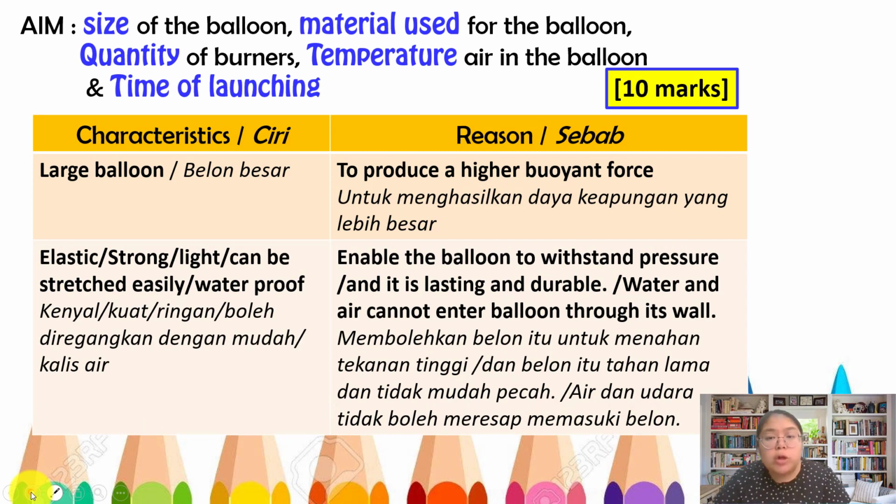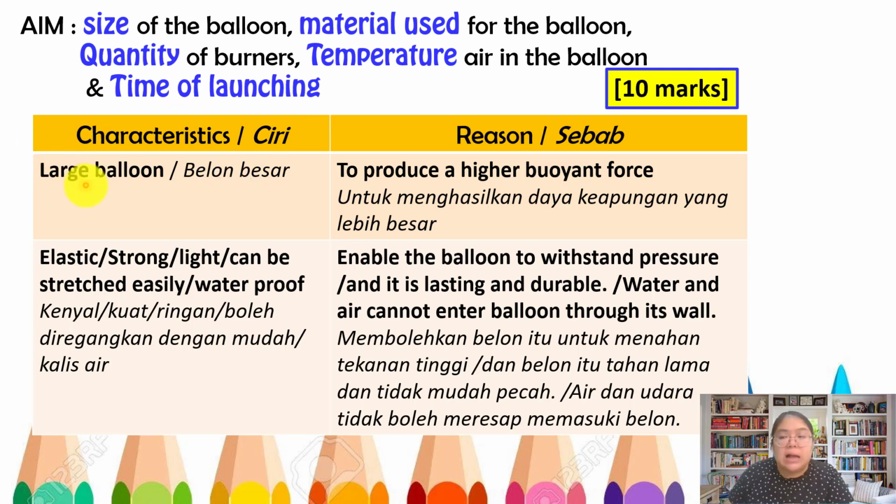This one we call table form. Important: you have 2 columns. One column is for the aspect, you can say characteristic. Number 2 must be the explanation; you can also say the reason. From here, I have shortened what you need to mention: size, material, quantity of burner, temperature of the air in the balloon, and the last one, the time of launching. So we answer the first one, the size.